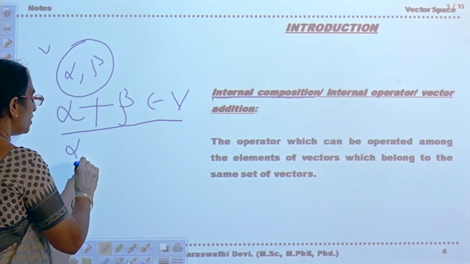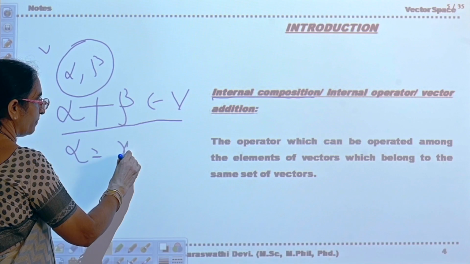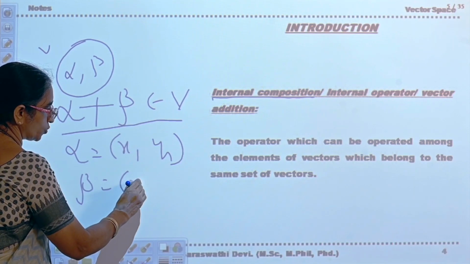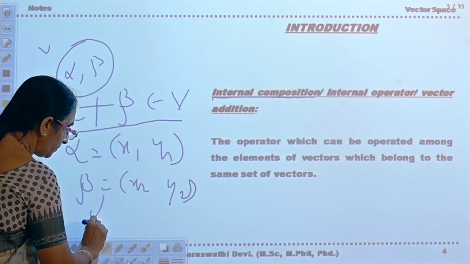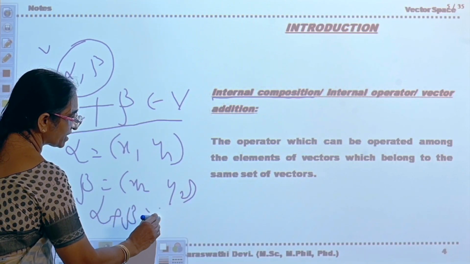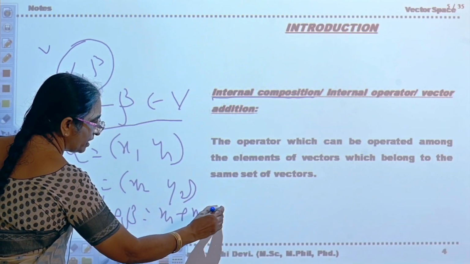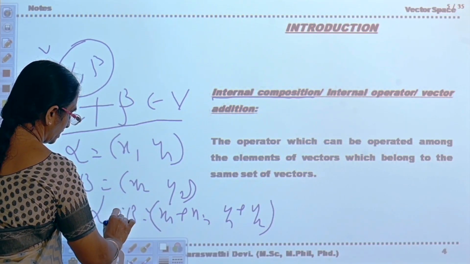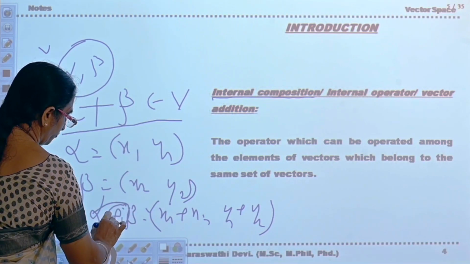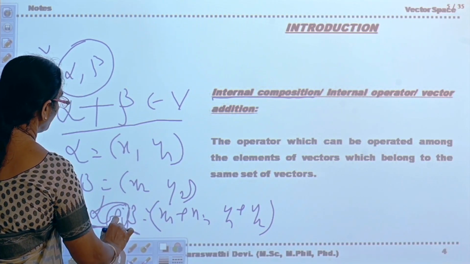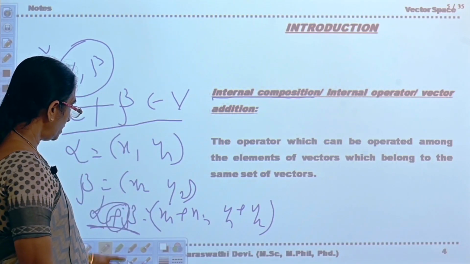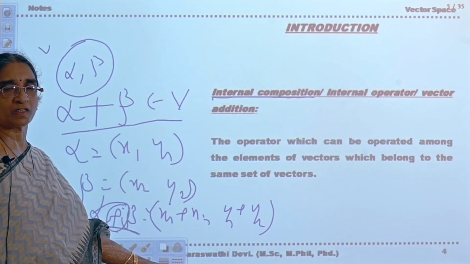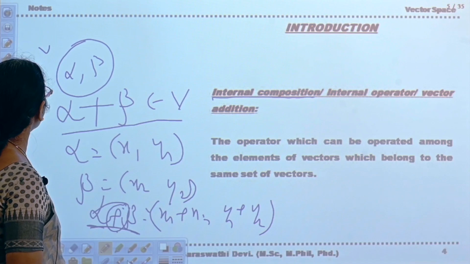Suppose alpha is a two-dimensional vector, that is x1, y1, and beta is also a two-dimensional vector, take it as x2, y2. Then alpha plus beta is defined as x1 plus x2 comma y1 plus y2. This is the vector addition defined like this. This is called internal composition. Here the internal composition is defined as the corresponding coordinates are added. Okay, this is the internal composition.